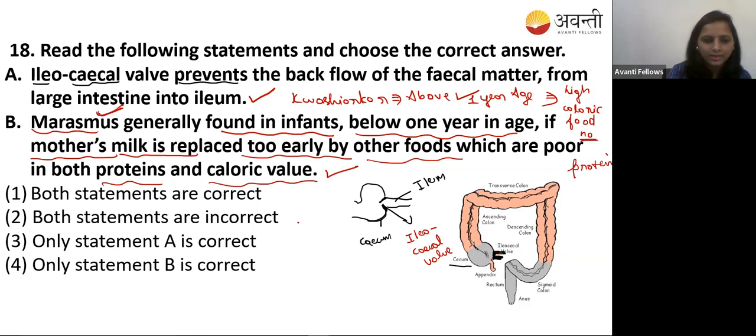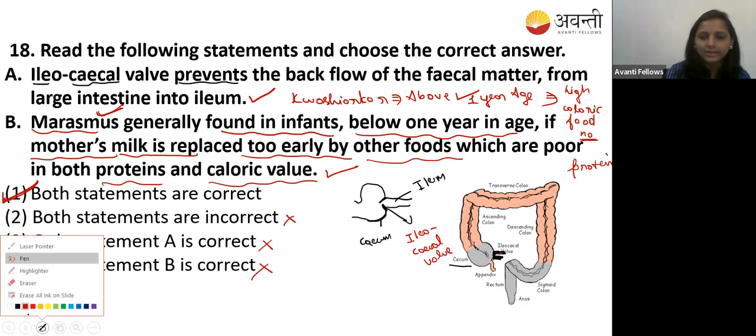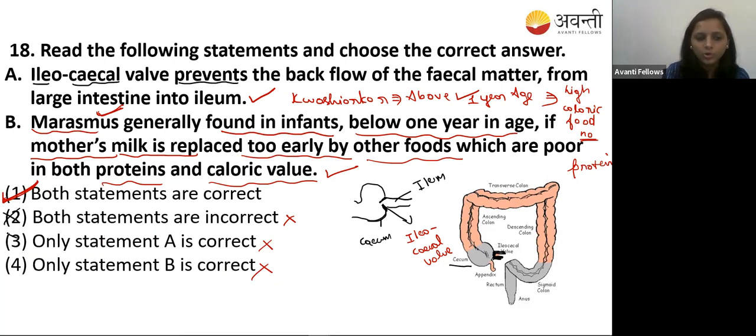Both the statements are incorrect. That is not. And only A statement is correct. No. Only B statement is correct. No. So both statement A and B are correct, right? Yes. So that is why option A is correct, whereas option 2, option 3, and option 4 are wrong.